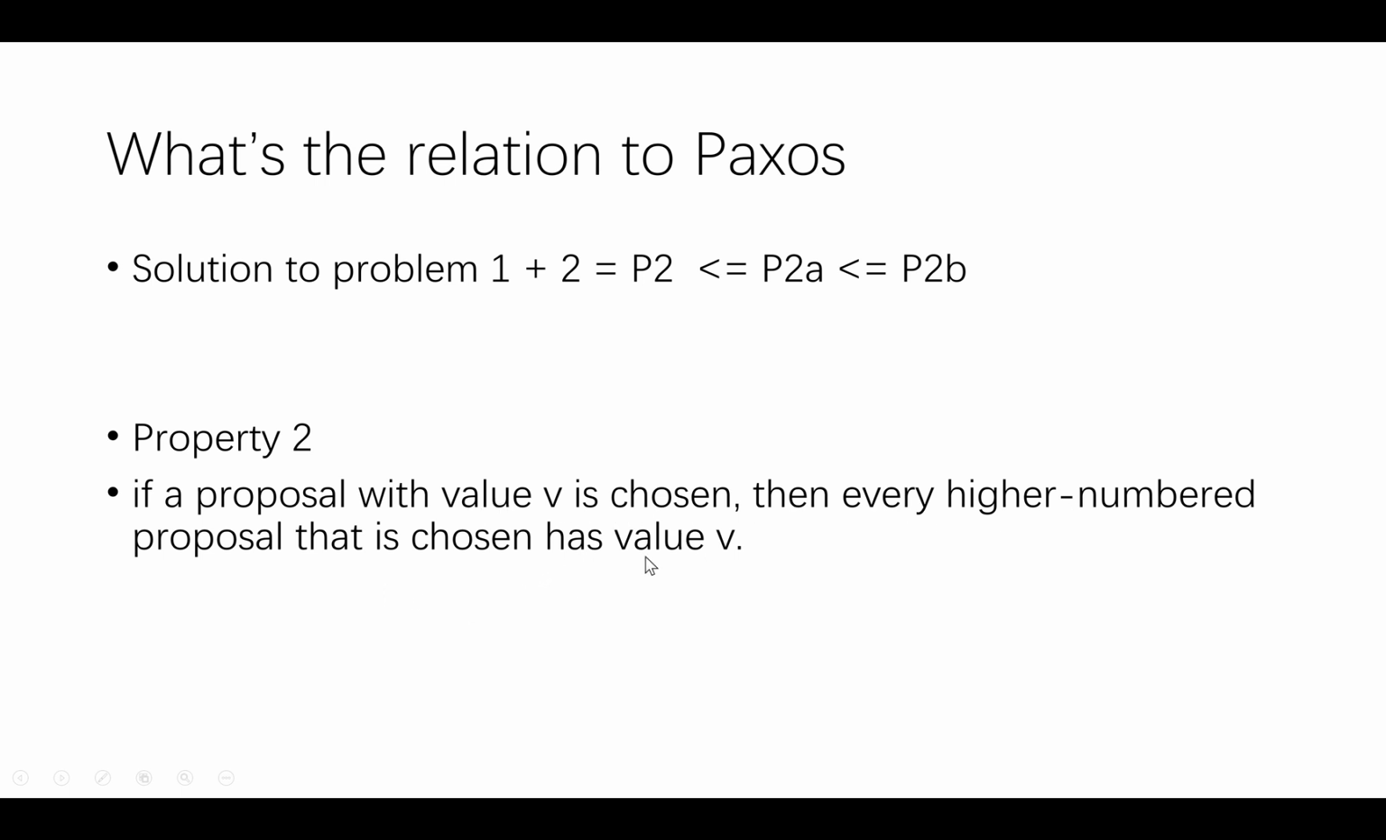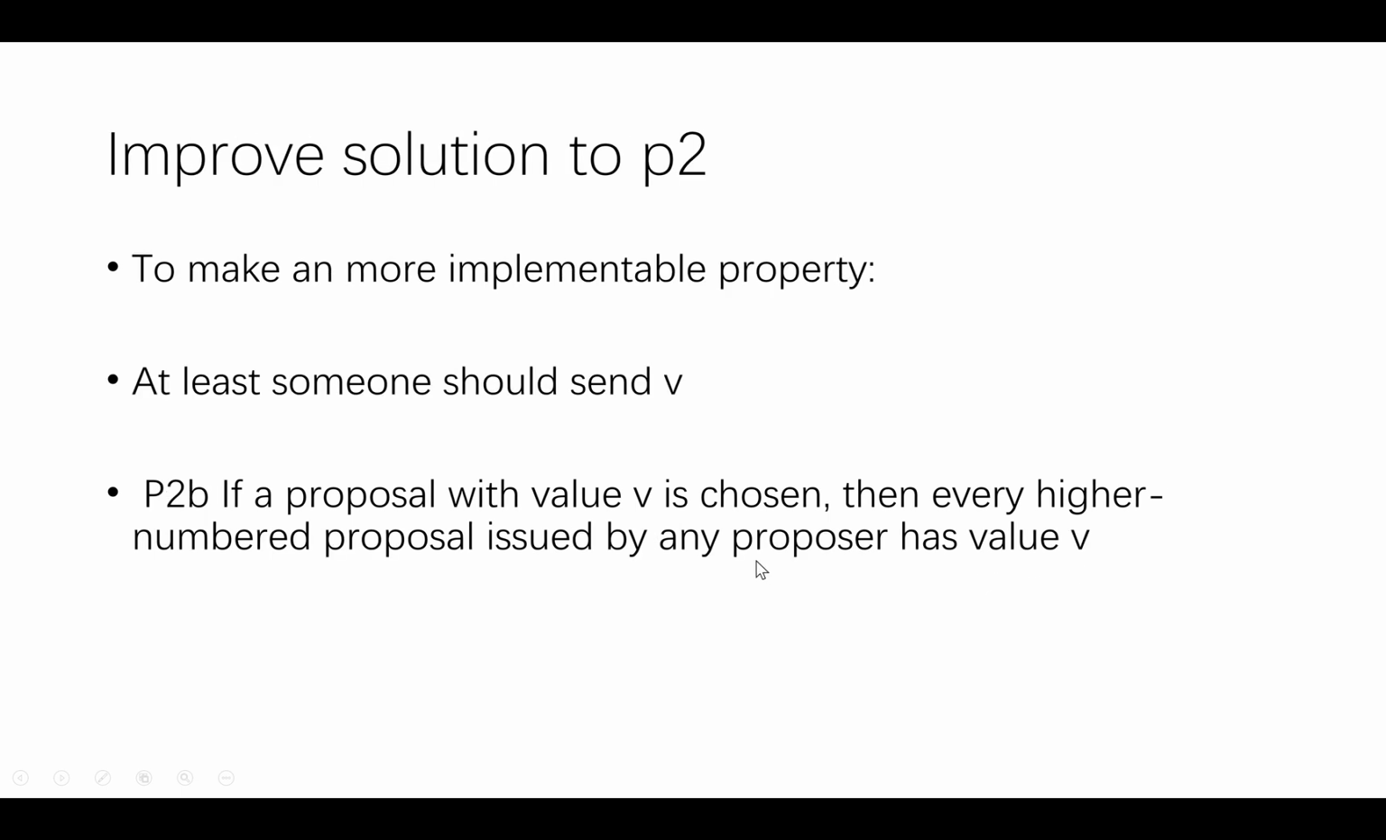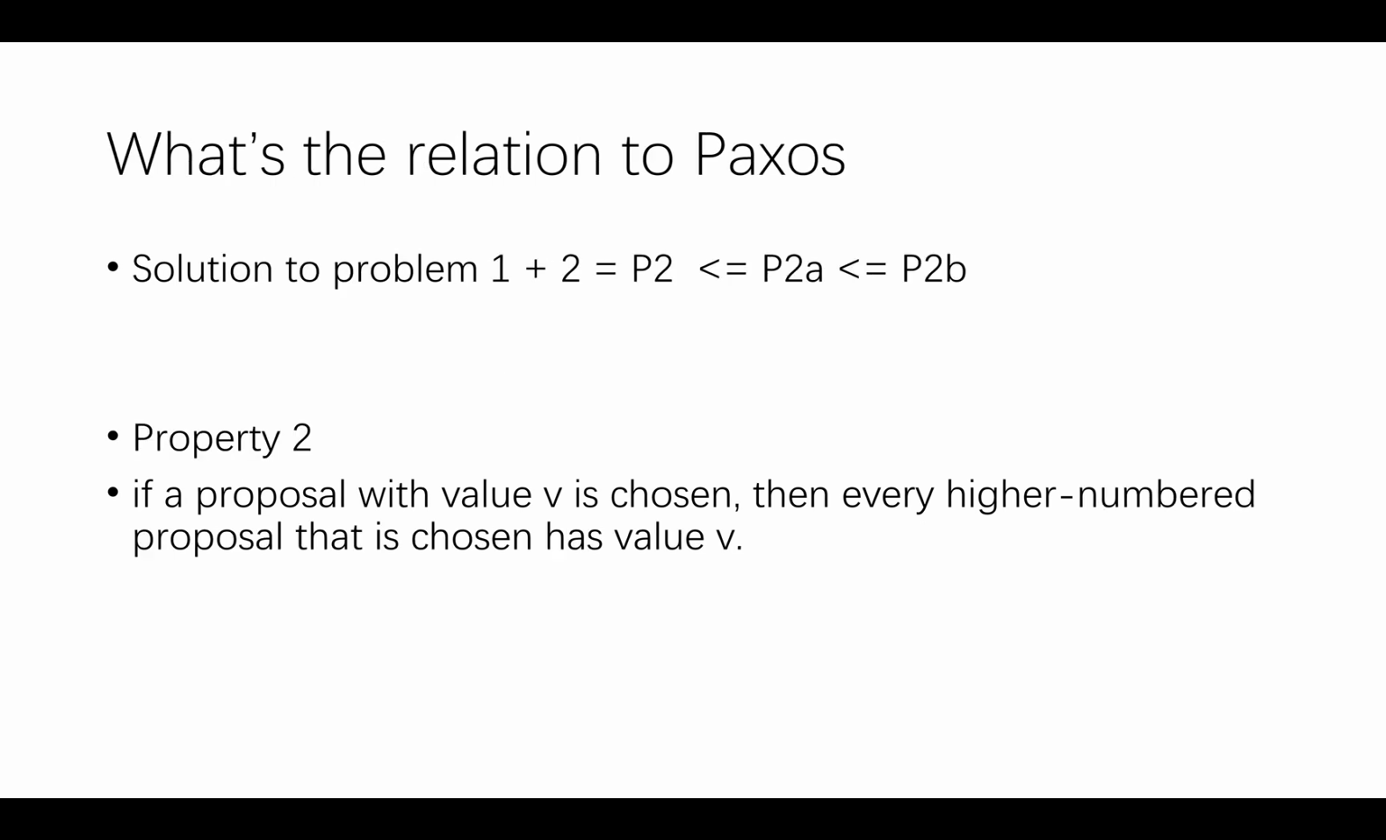Since problem 1 plus problem 2 solves basically everything, P2 in the Paxos algorithm solves everything basically, and P2A leads to P2, and P2B leads to P2A. But what's P2B? Remember that we mentioned the solution to problem 1 is not very implementable. Therefore, P2 is not very implementable in Paxos. So is P2A. Therefore, P2B is an improvement.